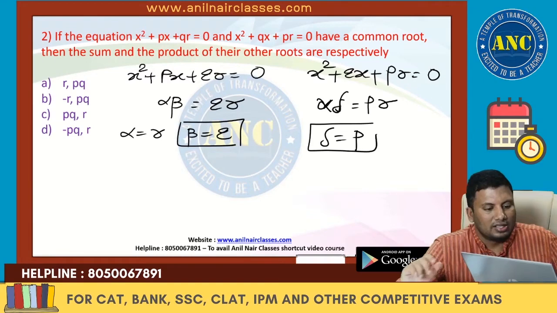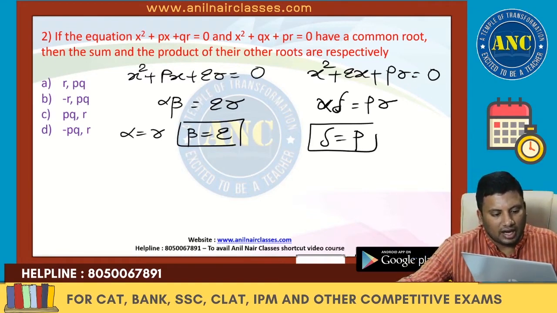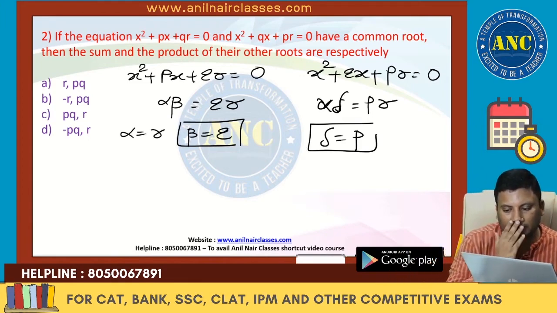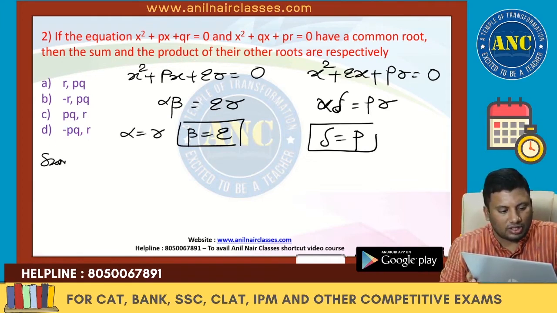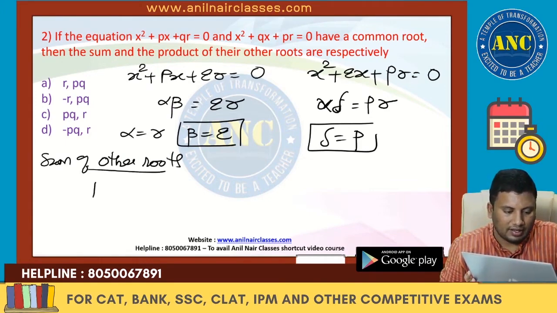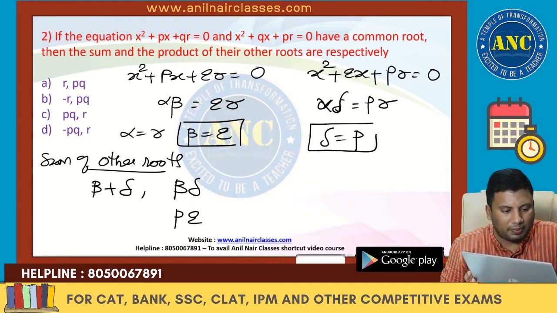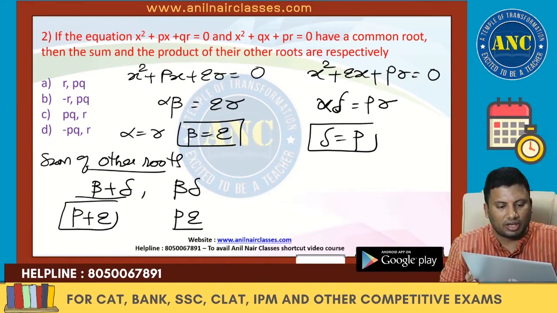Then the sum of their other roots and the product of their other roots, what is that? It is given. The sum of their other roots is nothing but beta plus gamma, and the product beta gamma. These are nothing but pq. Beta plus gamma is nothing but p plus q.